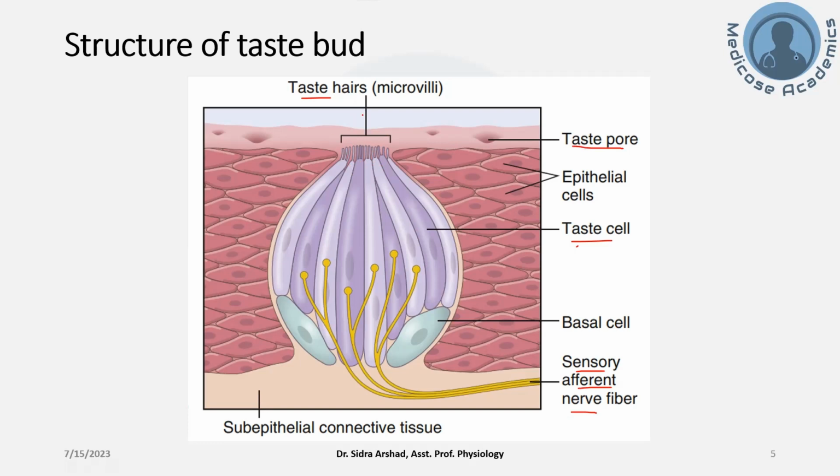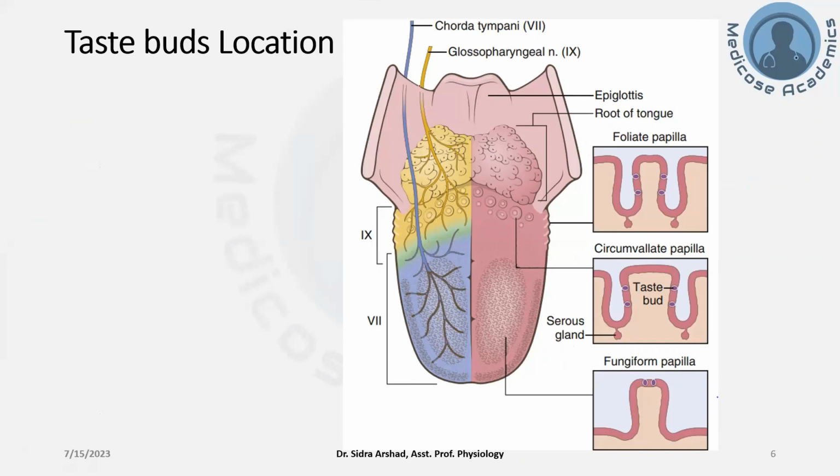They are projecting in the taste pores, and this is increasing the surface area for the tastants to bind with the receptors. Taste buds are found in association with the papillae of the tongue. The foliate papillae, which are found on the lateral aspects of the tongue, contain a moderate number of taste buds. A large number of taste buds are present in the circumvallate papillae, which form this V structure on the posterior surface of the tongue, and on the anterior surface of the tongue are located fungiform papillae, which contain a moderate number of taste buds.